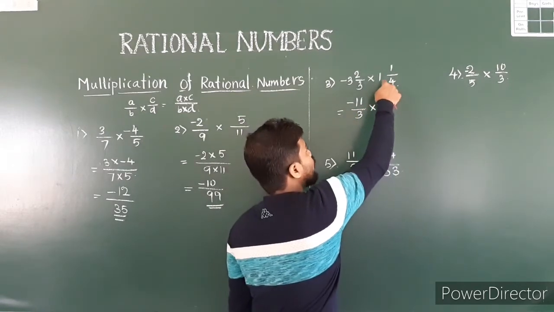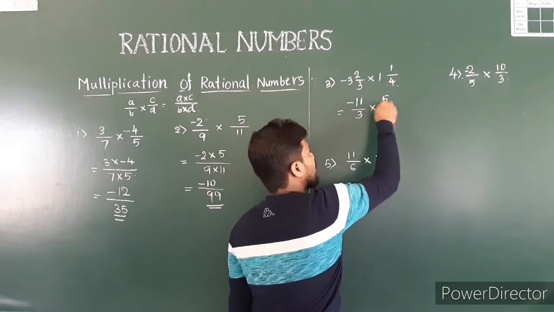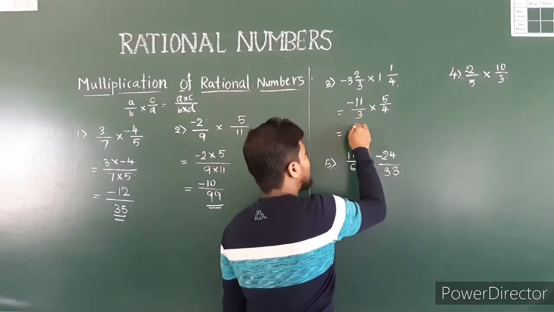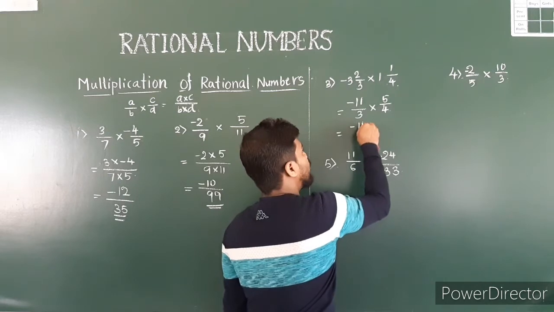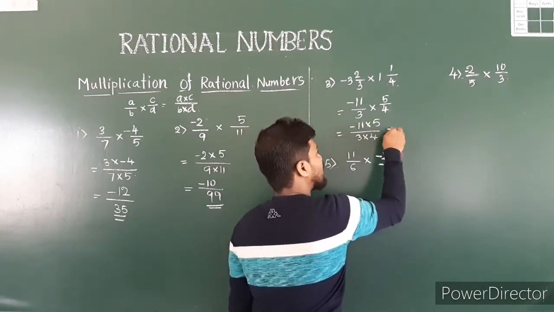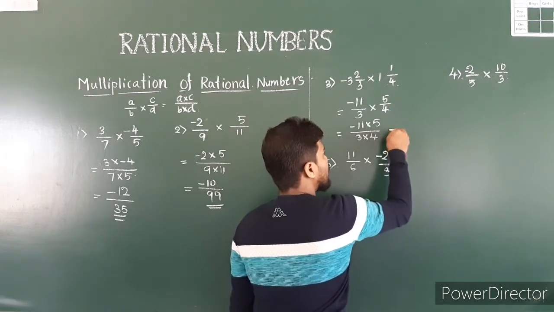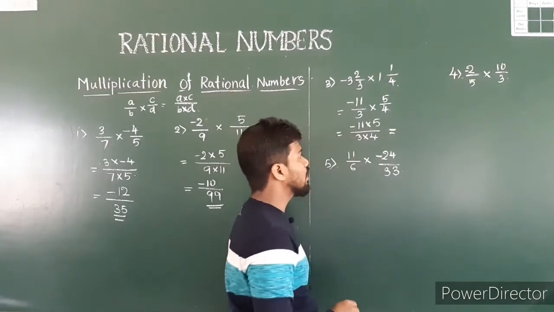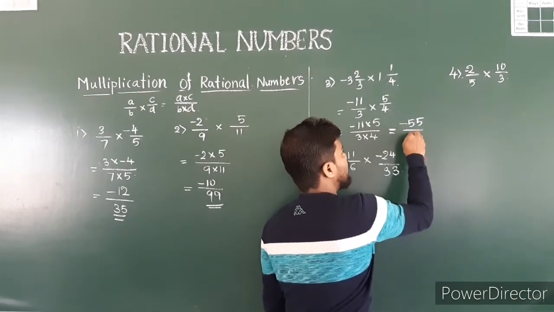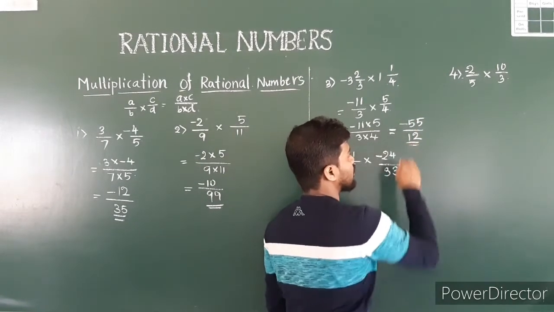Into 1, 4s are 4, plus 1, 5 by 4. So now we multiply minus 11 into 5, 3 into 4. So I write the answer here. Minus 11 into 5 you get minus 55, and 3 4s are 12. So this is the final answer.